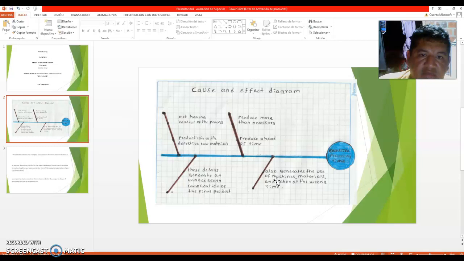Cause and Effect Diagram. Exercise: Processing and Time. Products are more necessary, products and here and timed. Not high control of the process. Production with defective raw materials. This generates the use of machine, materials and labor at the wrong time. These details generate an unnecessary complication of the final product.